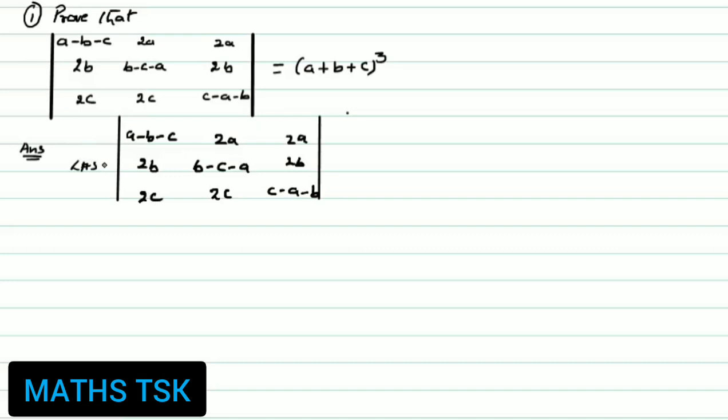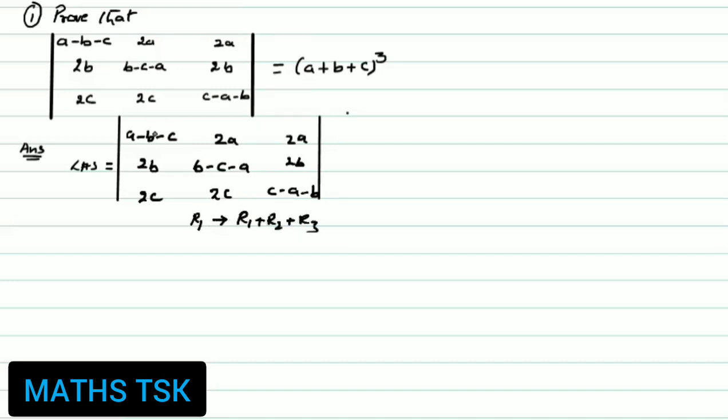Let us take LHS. The determinant has the first row a minus b minus c, 2a, 2a; second row 2b, b minus c minus a, 2b; third row 2c, 2c, c minus a minus b. If you add these terms, look here, what I write is R1 tends to, R1 is changed as R1 plus R2 plus R3.